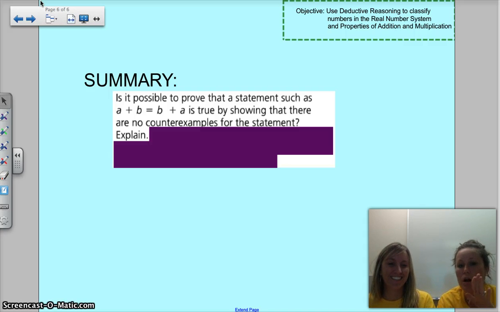Summary. So tomorrow, we're going to ask you to talk about this. Is it possible to prove that a statement such as A plus B equals B plus A is true by showing there are no counterexamples for the statement? Explain. Remember, 8th grade level explanation here. You can't just say, yeah, you can because I just did it. Just because, that doesn't work. So really, again, if you struggle with the letters, plug in numbers for the variables.